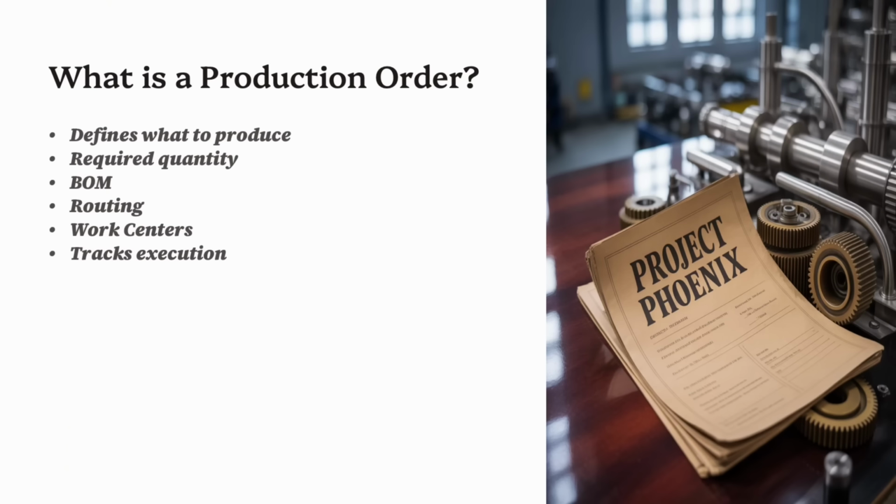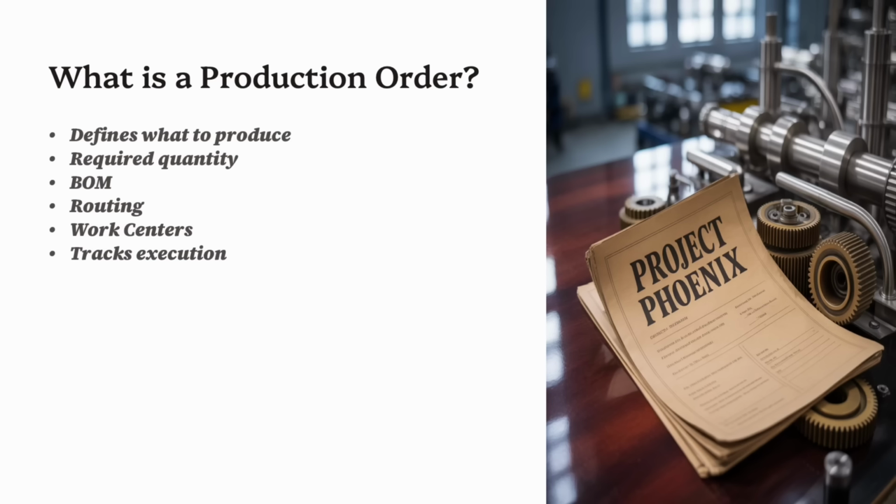Part 2. What is a production order? A production order in SAP PP is a central document that controls the entire manufacturing process. It tells the system and the production team exactly what needs to be produced, when it should be produced, and with which materials and resources. Think of it as the work instruction in SAP.